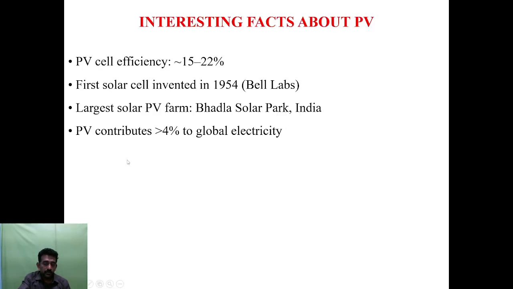Some interesting facts about PV systems: the PV cell efficiency, as discussed in the previous slide, is around 15 to 22%. The initial solar cell was invented in 1954 by a group of scientists at Bell Labs, and the largest solar PV farm in India is the Bhadla Solar Park. And compared to global electricity, PV contributes nearly 4% of the total power supply for demand.